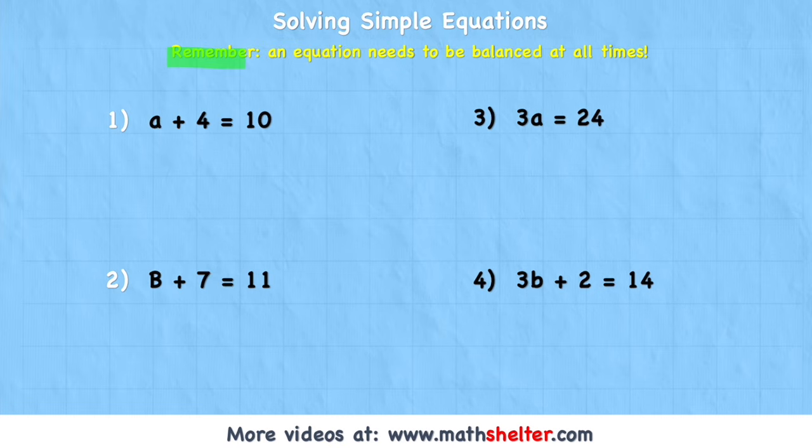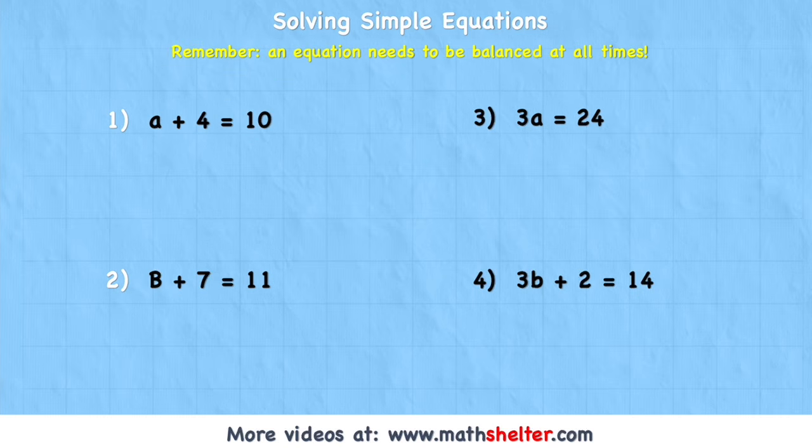Okay, what do we need to remember today? Well, we need to remember that an equation needs to be balanced at all times. So what does that mean? Well, it means that we're going to look at this equals sign as the pivot point of a set of scales. And whatever's on one side must be balanced to whatever is on the other side. And that has to be at all times to ensure that we keep the equation equivalent when we start to manipulate and change parts of it.